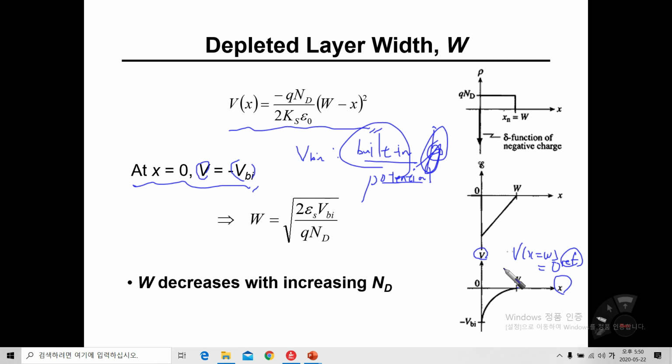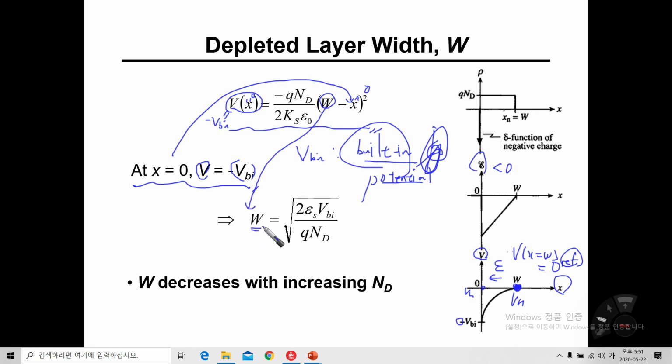But this electric field intensity is negative. So in this direction, the electric field is formed. The highest potential point is here, V high, and here is V low. So I have used the minus sign. Okay, so now you can plug in x of 0 here, and then this value is equal to minus VBI. Then you're going to get the W value. So the depletion layer width W can be expressed with this equation.